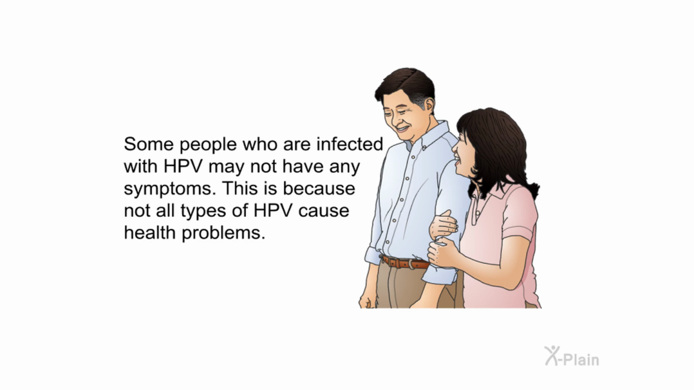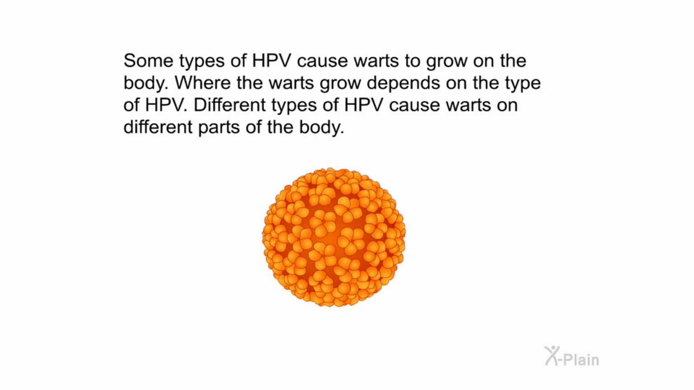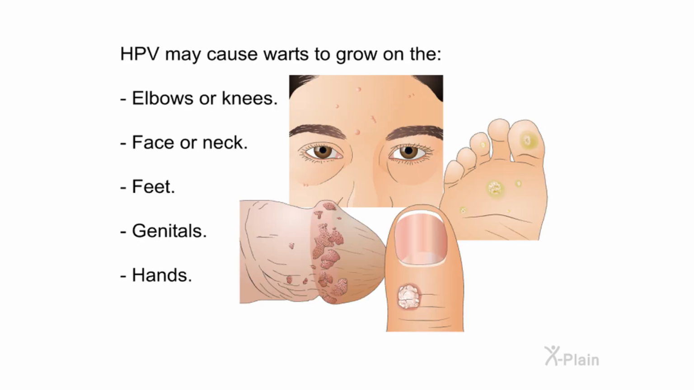Symptoms. Some people who are infected with HPV may not have any symptoms. This is because not all types of HPV cause health problems. Some types of HPV cause warts to grow on the body. Where the warts grow depends on the type of HPV. Different types of HPV cause warts on different parts of the body. HPV may cause warts to grow on the elbows or knees, face or neck, feet, genitals, hands.